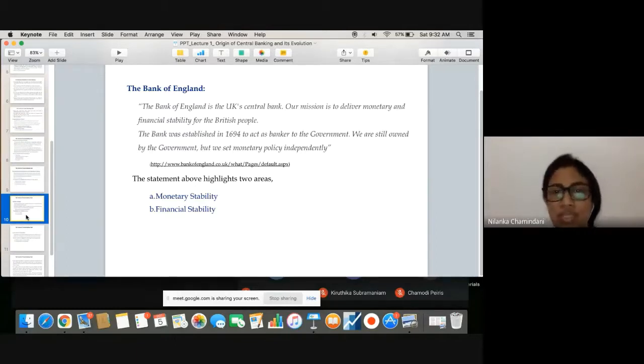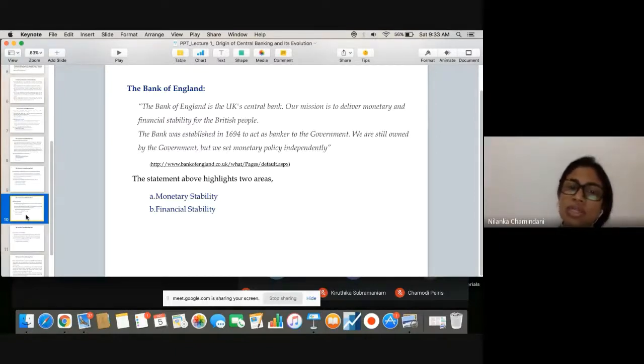We discussed the importance of conducting monetary policy independently, and why that is. They said that they are owned by the government, but they set monetary policy independently. That's what it says.